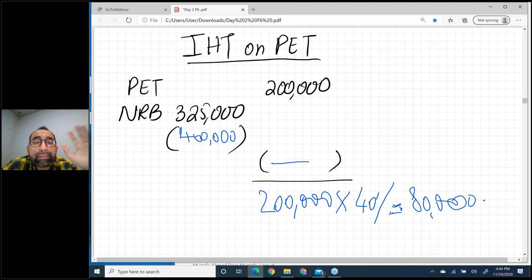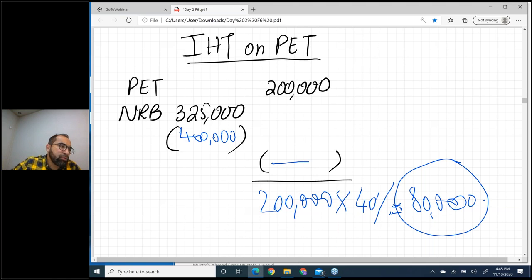Now, sir, you forgot one thing. Oh, what? You forgot taper relief. My dear student, okay, let's try taper relief, but don't forget the wordings. For taper relief, always count the gap between date of gift and date of death. So date of gift was 1st August 18. August 18 to August 19, not even August 20. So he died before 3 years, so there is no taper relief. So this is your full and final tax. This IHT on PAT is the full and final tax.